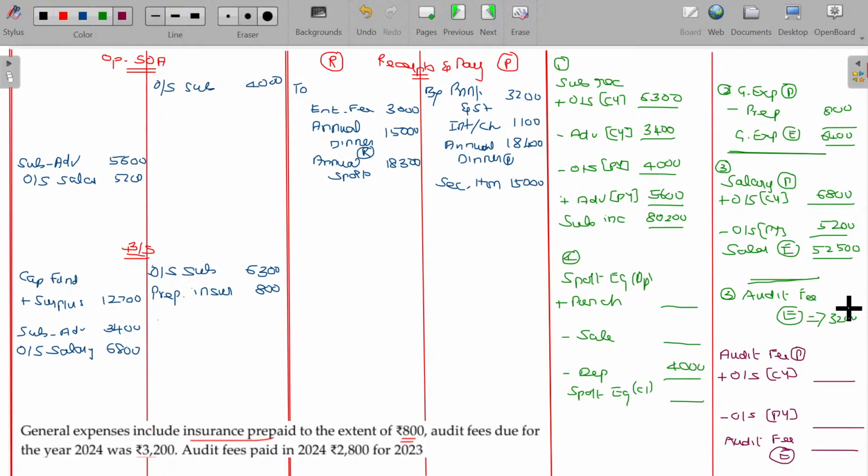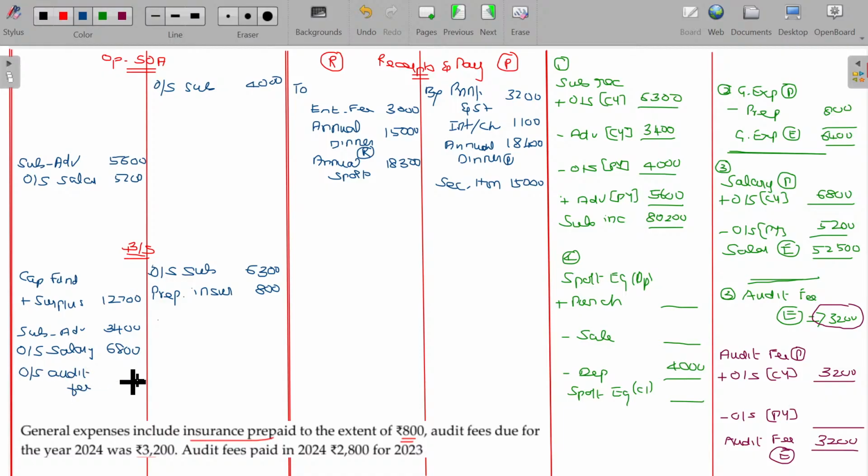Usually the amount debited in the income and expenditure account is the expenses for the period. So 3,200 here. And that 3,200 is due, meaning current year outstanding is 3,200. Clear? Audit fee due for the year 24 was 3,200. As the audit fee for the current year is outstanding, it's a liability. I put the value in the liability side, outstanding audit fee.